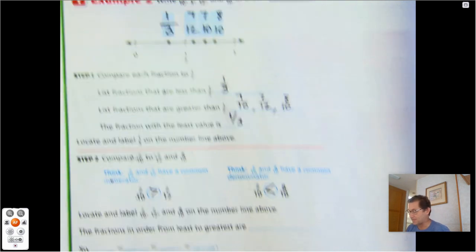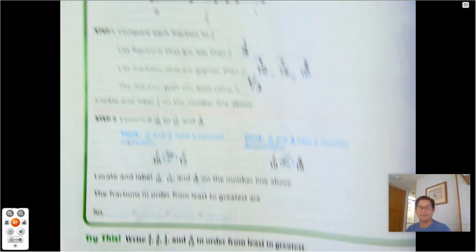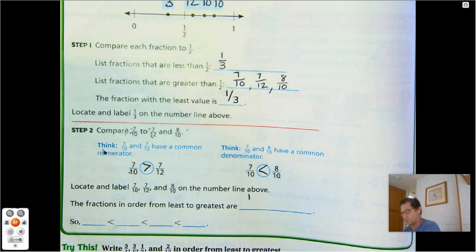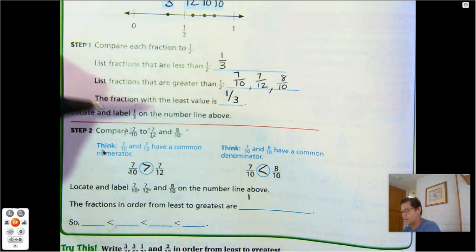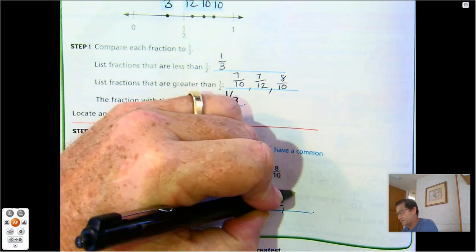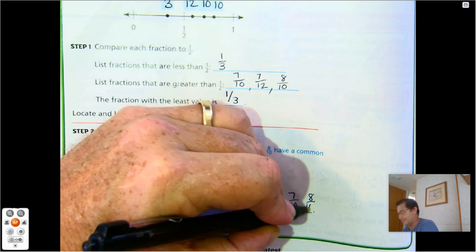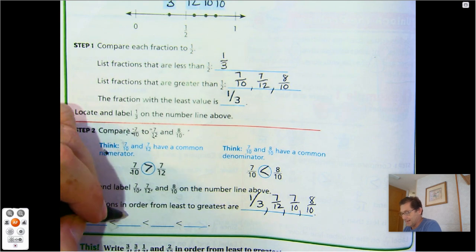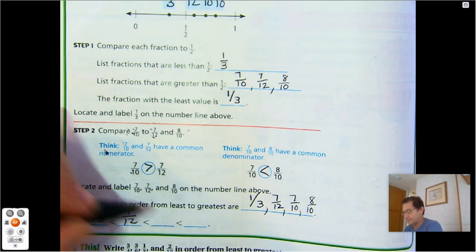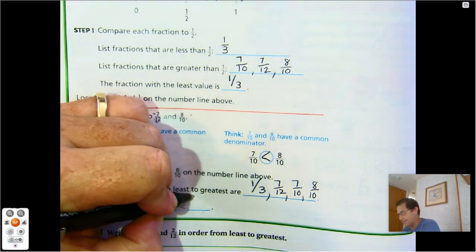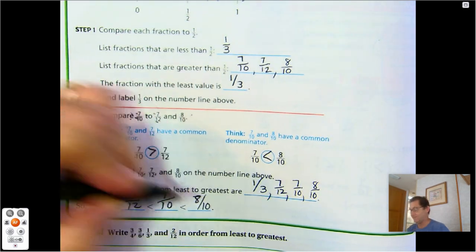Okay, so the fractions in order from least to greatest are 1/3, 7/12, 7/10, 8/10. So 1/3 is less than 7/12. 7/12 is less than 7/10, and 7/10 is less than 8/10.